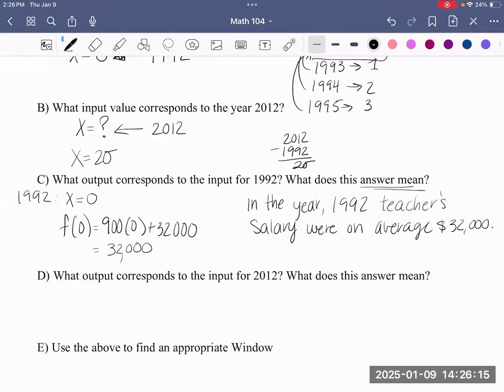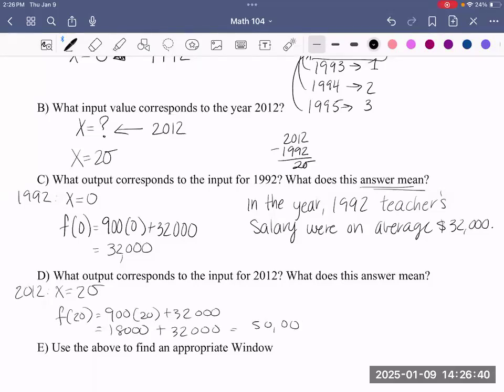Now, can you try that again, but with D? What output values correspond to the input for 2012, and what does your answer mean? Well, 2012 we said was 20 years later. So f of 20 is equal to 900 times 20 plus 32,000. So you get 18,000 plus 32,000 is equal to, nope, 50,000. There we go, 50,000. And again, what does this mean?